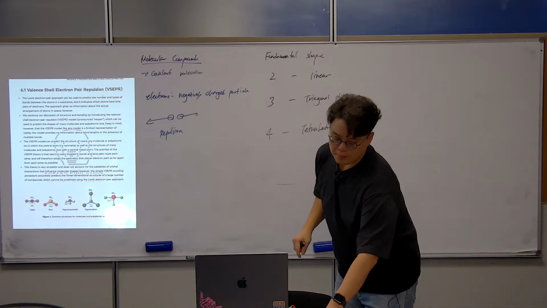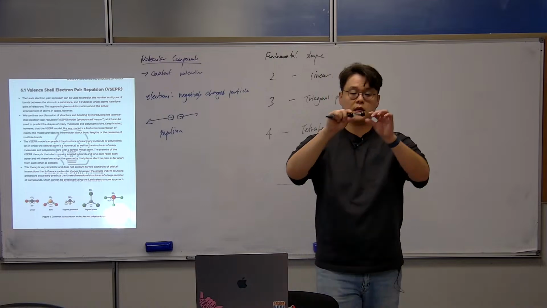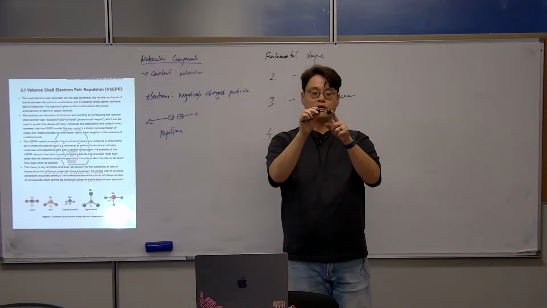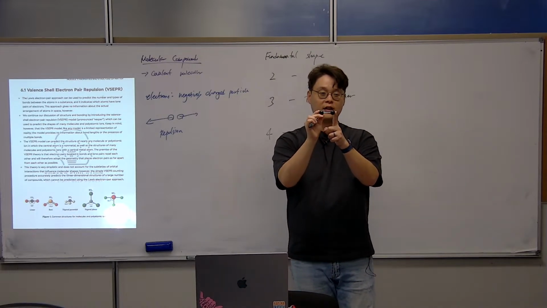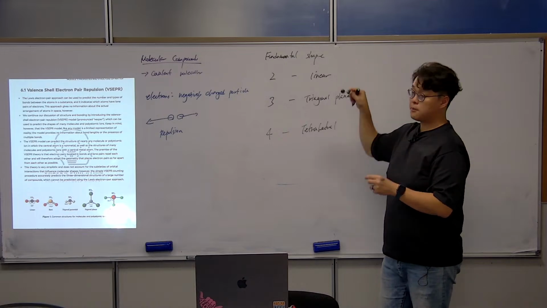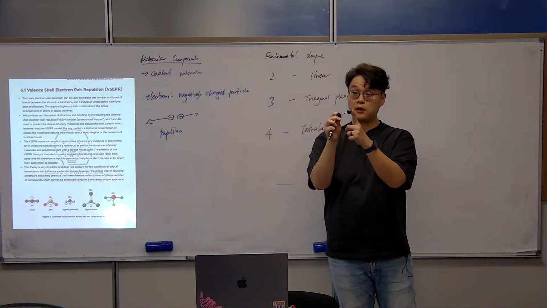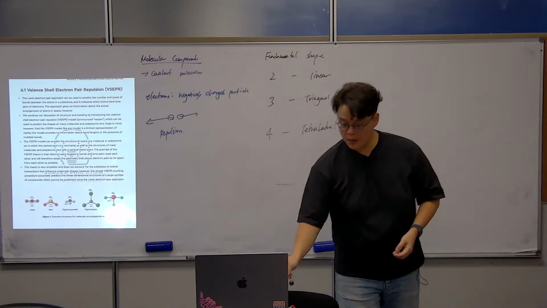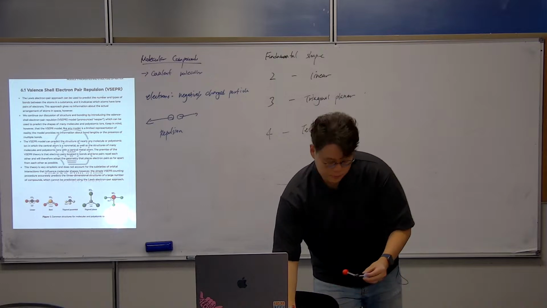So I'll show you what I mean by linear. This is a linear shape. Done. That's what linear looks like. They're simply connected by two, having a linear shape. That's a two.